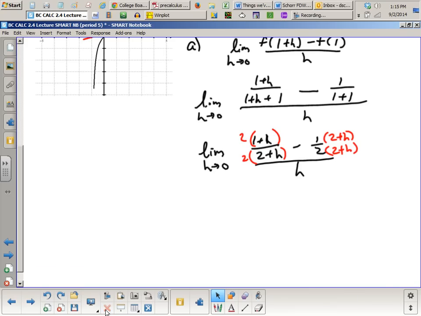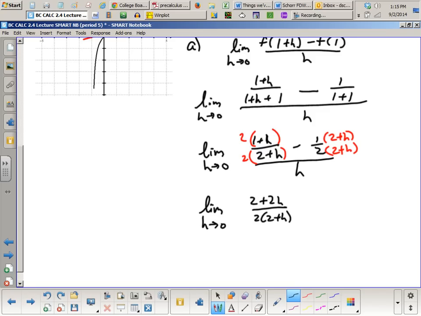Okay, so let's go and distribute that out. So we have limit parked out front. We have 2 plus 2h over 2 times 2 plus h, minus 2 plus h over 2 times 2 plus h. And all of this is over h. And you guys are very careful with your algebra, so I'm sure you wouldn't make any negative errors ever.